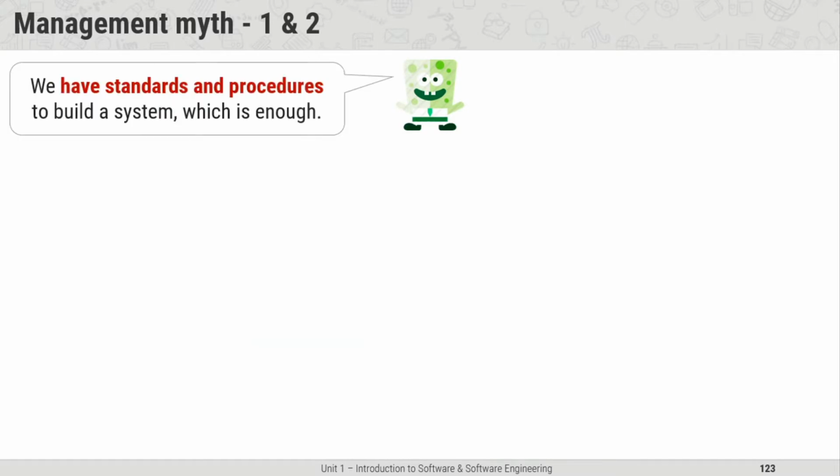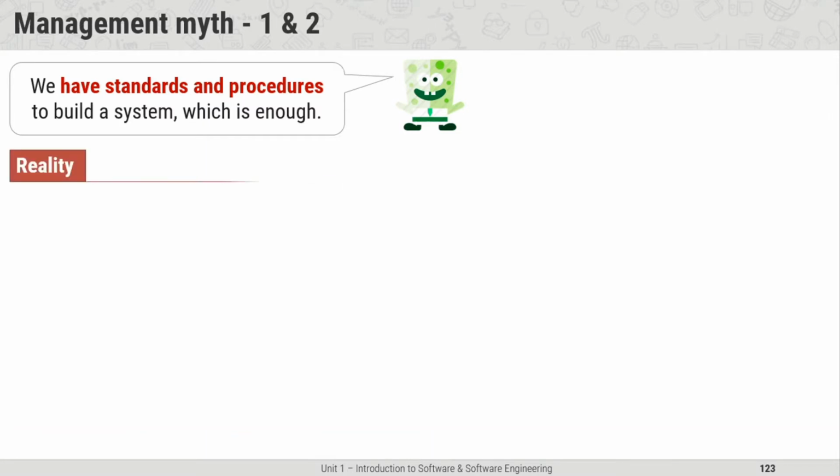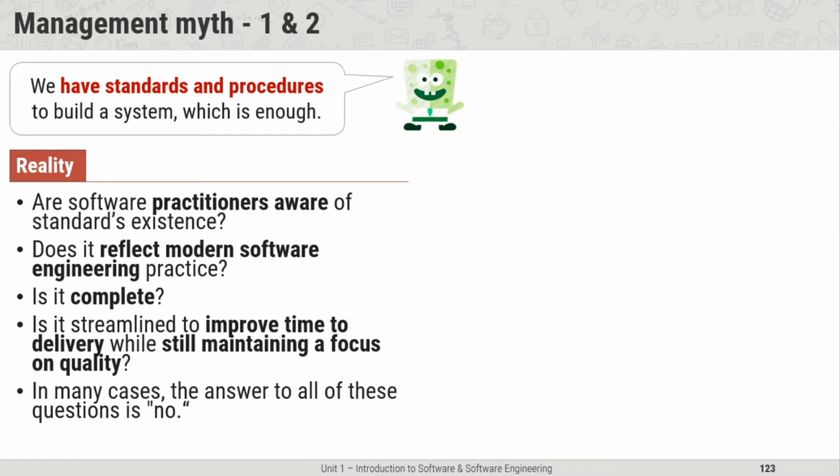Management myth: we have standards and procedures to build a system, which is enough. But is that the case? In some cases, reality is different. Are software practitioners aware of the standards' existence? Does it reflect modern software engineering practice? Is it complete? You just have to check whether these questions have satisfying answers. Is it streamlined to improve time to delivery while still maintaining a focus on quality?